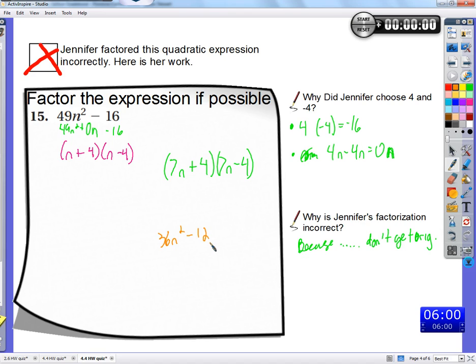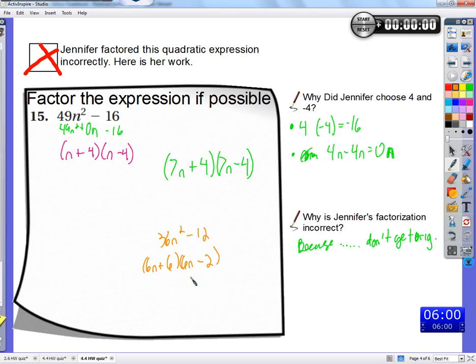How's that work? Does that work out for us? Yeah. How would it factor? 6n plus 6n minus 2. Okay, so that gives 36n squared. Does it give us negative 12 for the constant? Does it give us 0n? What do we get for n? We get 6 times negative 2 is negative 12n, and 6 times 6, that's 36n, so no. So it's 24n.